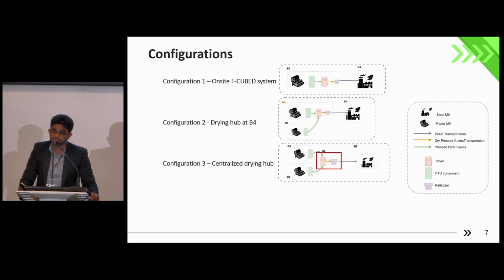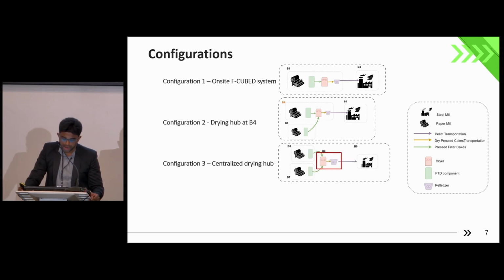And configuration number 3 is a centralized dryer, which is away from both the paper mills, whatever the number. This hub, the drying and pelletizing hub, is in a different location with respect to the paper mills. We dry them, pelletize them, and transport them to the steel mill.